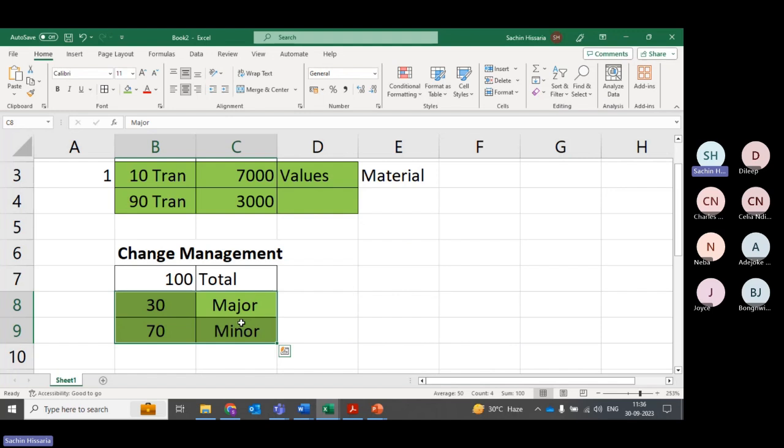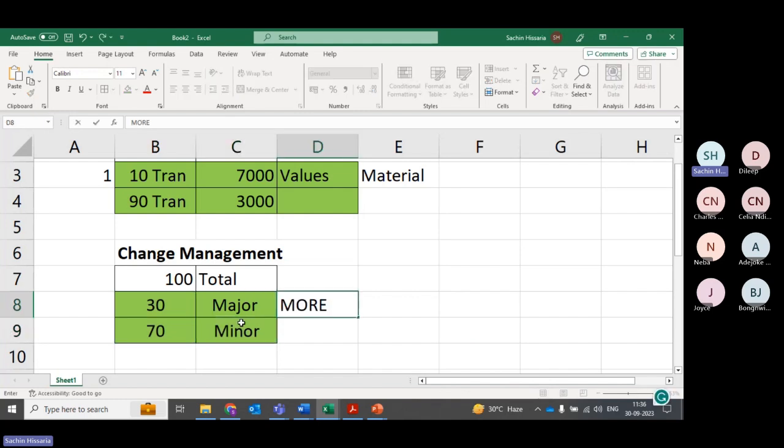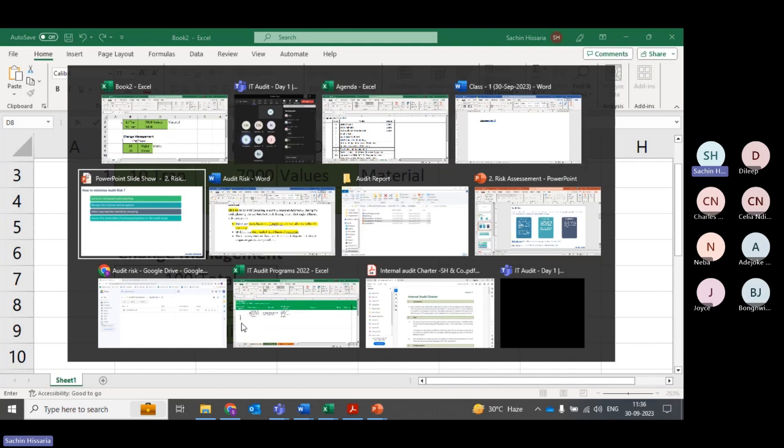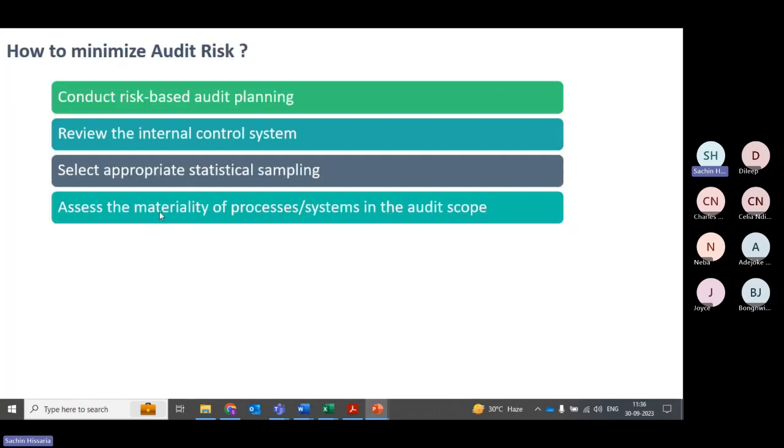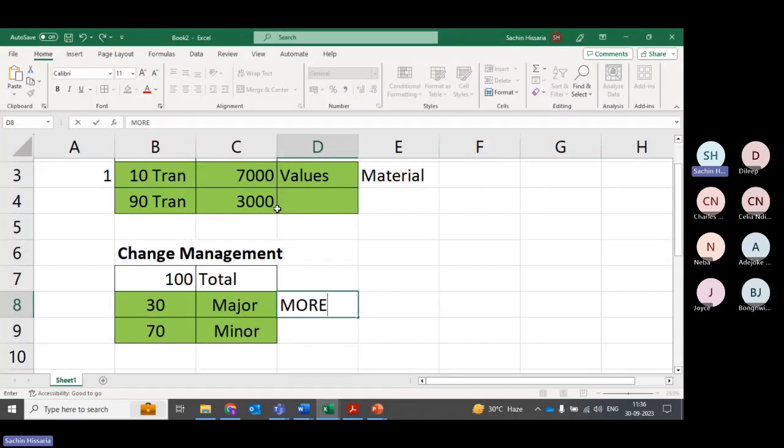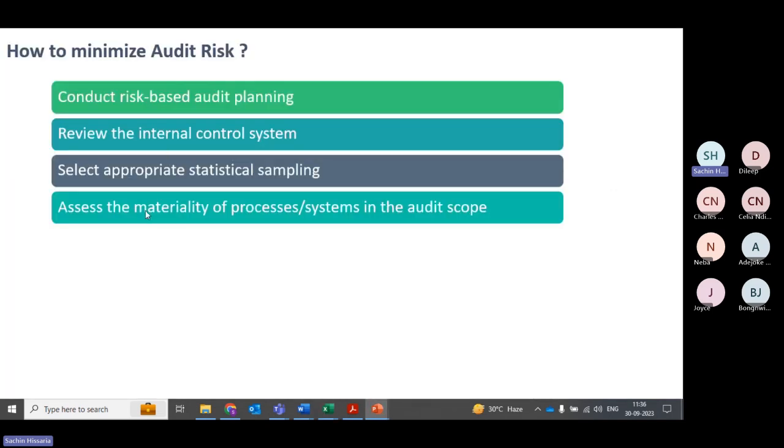Very good answer, Celia. So basically what you are doing as an auditor here, why do you want to select more samples from the major changes? What you have assessed, as mentioned by you, is the materiality of the processes: how critical that process is for the organization, and what would be the impact of that process on the organization. Basis on that only you have selected the samples. So that is called an assessment of the materiality.